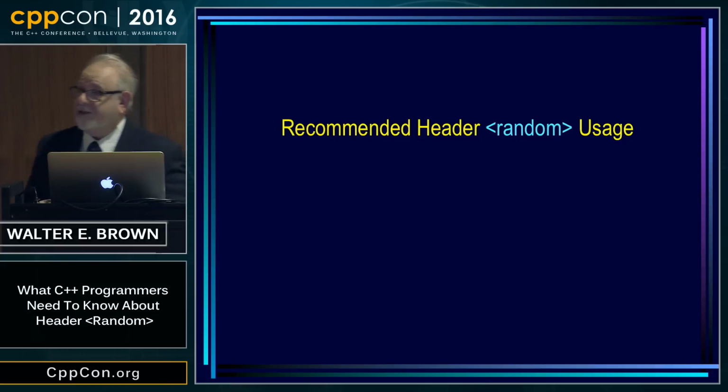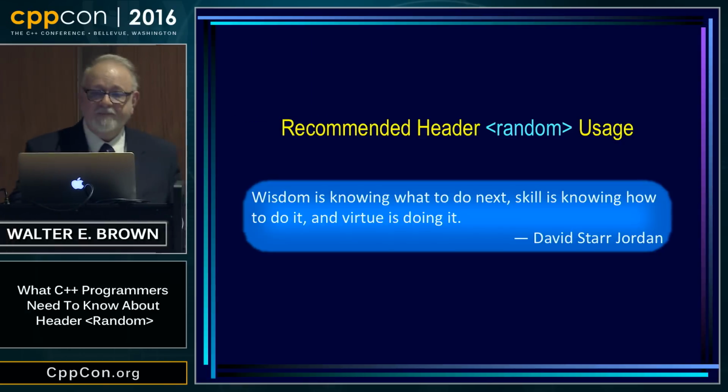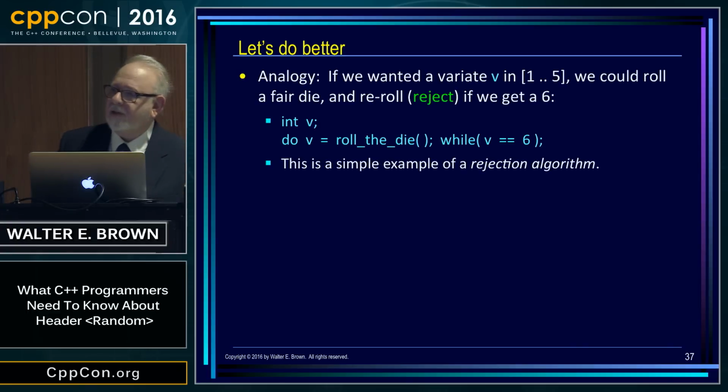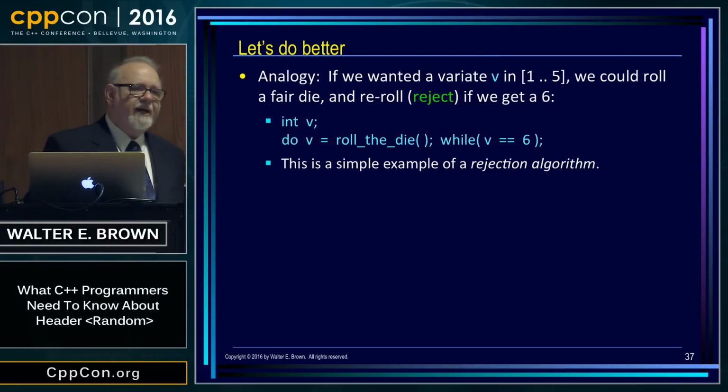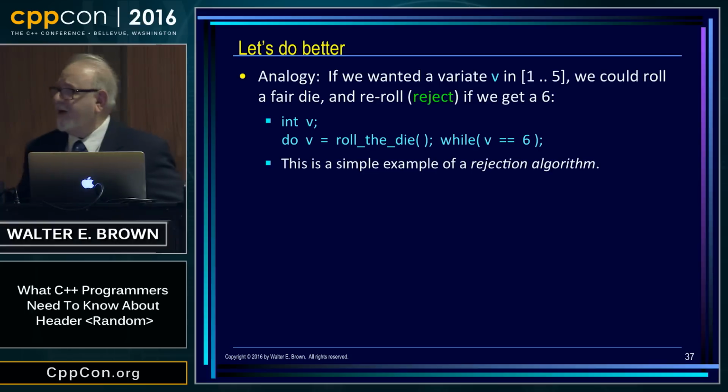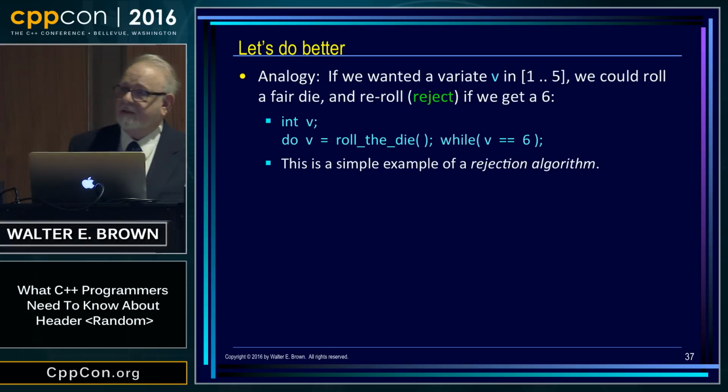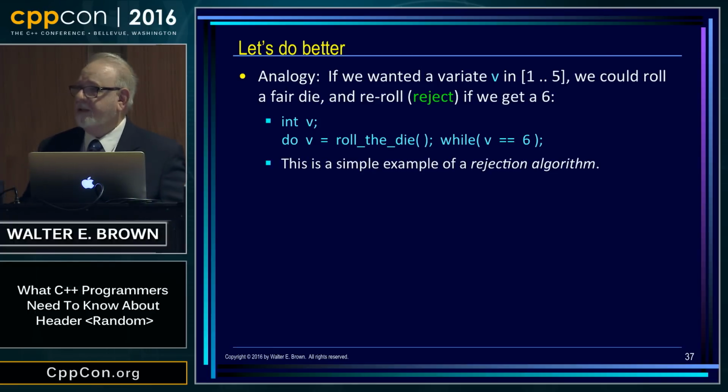So, how do you do it right? Okay? Let's be virtuous. So let me just sneak up on this by example. Suppose I want a variate, an integer variate in the range 1 through 5. At home, what would I do? I'd grab a fair die, and I'd roll it, and take whatever it gives me, unless it happens to give me a 6, in which case I roll again, right? Until I don't get a 6. And there's the code.